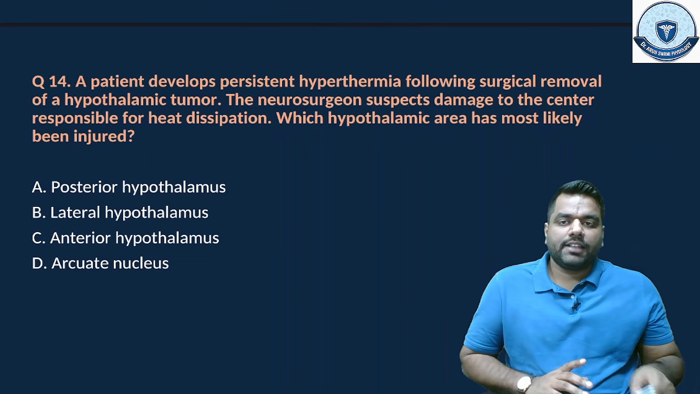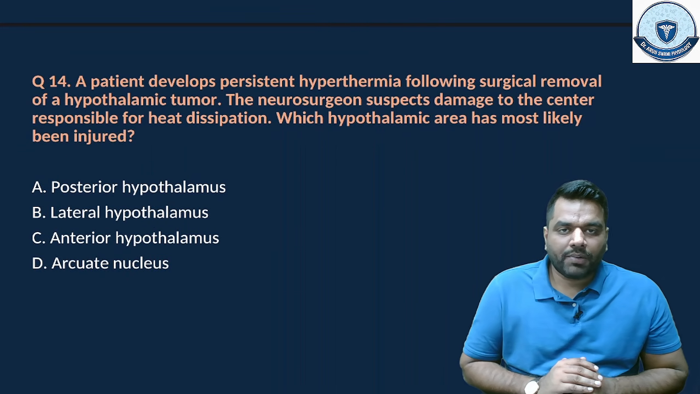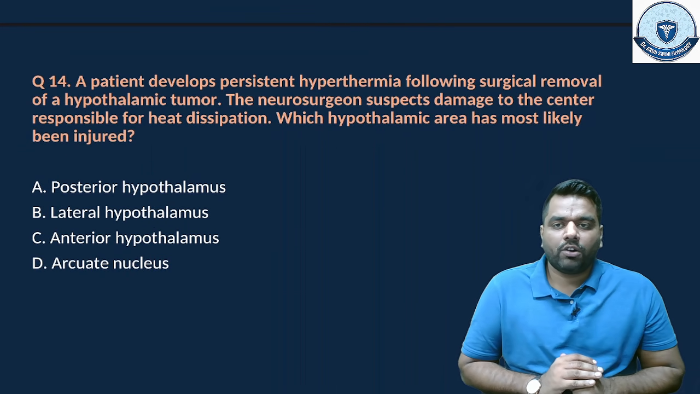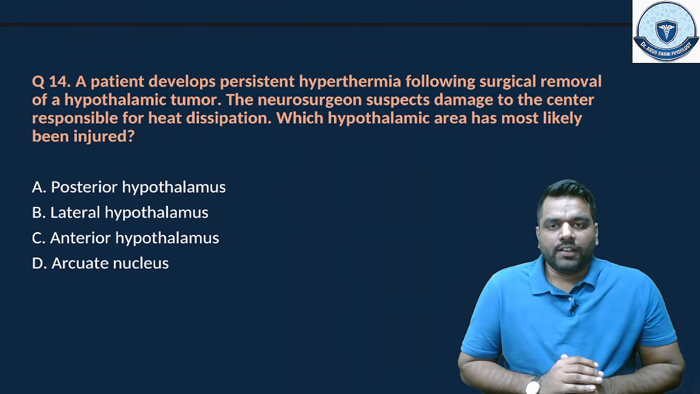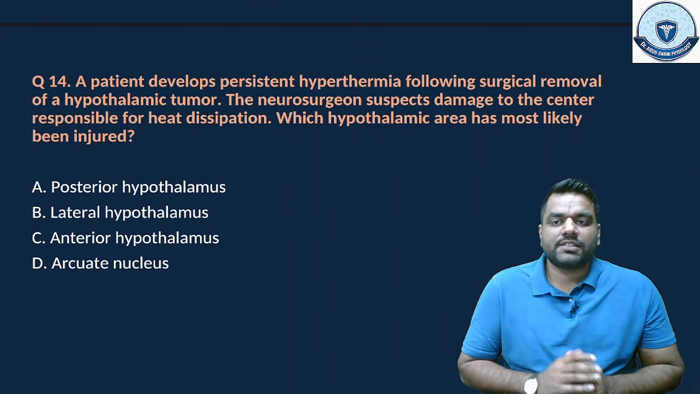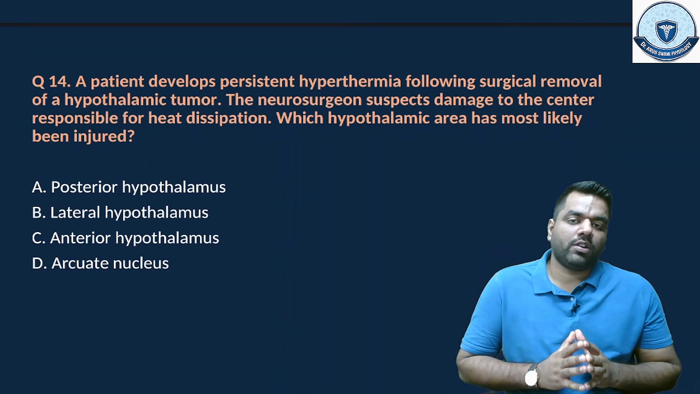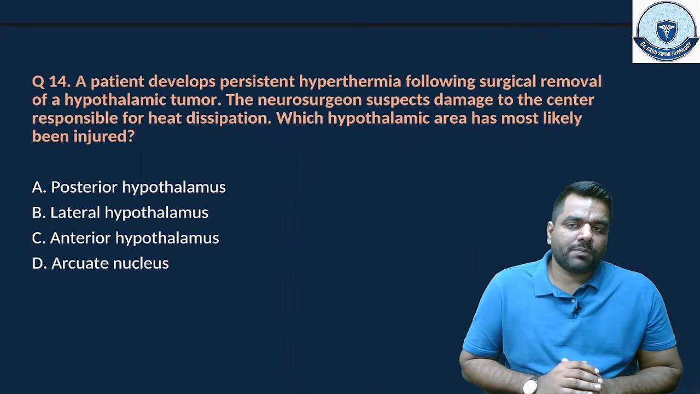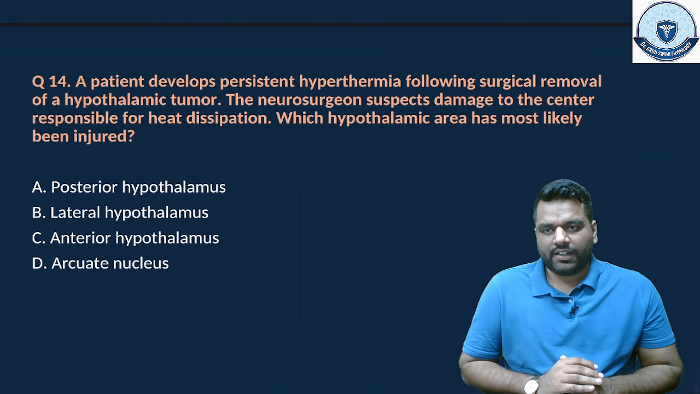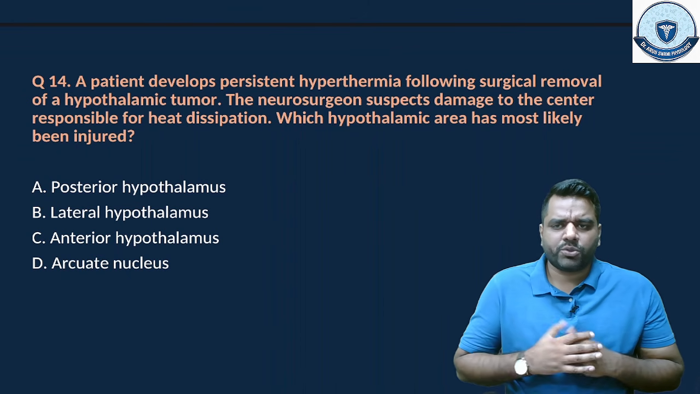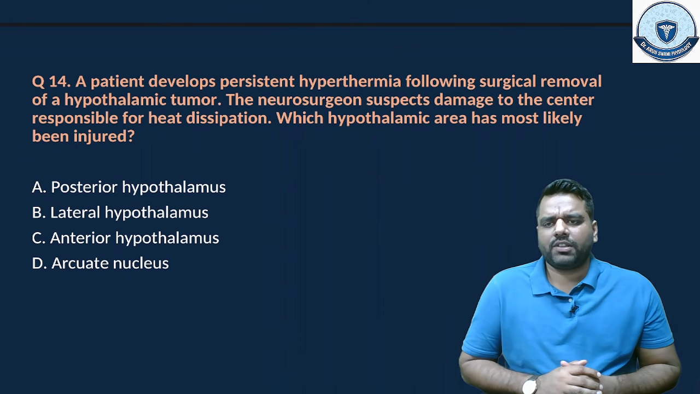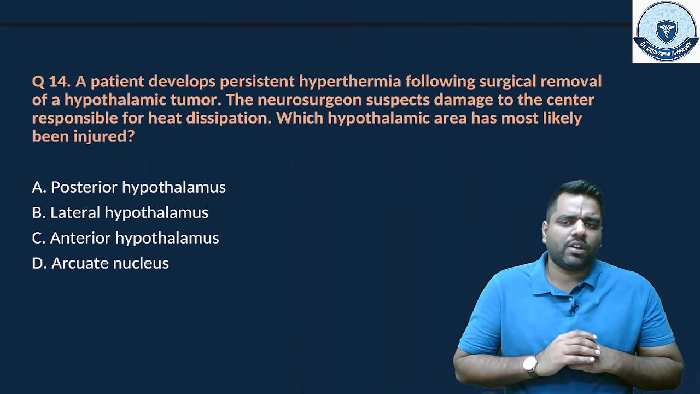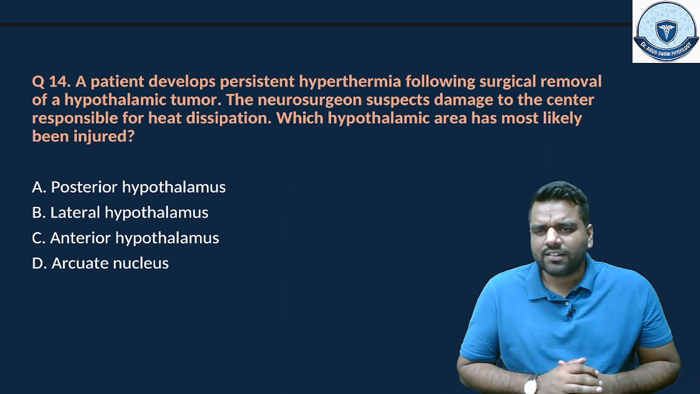The next question is, a patient develops persistent hyperthermia following surgical removal of a hypothalamic tumor. The neurosurgeon suspects damage to the center responsible for heat dissipation. Which hypothalamic area has most likely been injured? So guys, this could be posterior hypothalamus, lateral hypothalamus, anterior hypothalamus, or arcuate nucleus. So what is the right answer?